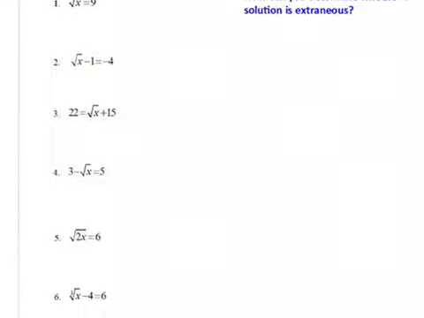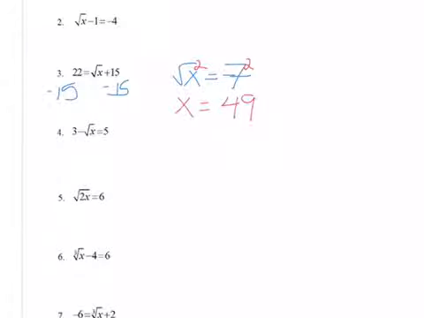Okay, so let's try number 3. Subtract 15 to both sides. And then we can square to eliminate the square root, and we get x is 49. And we should check it. So the square root of 49 plus 15, 7 plus 15, that is 22. It works.